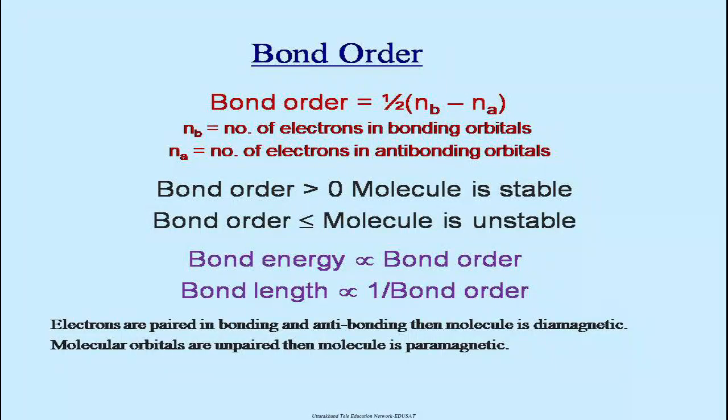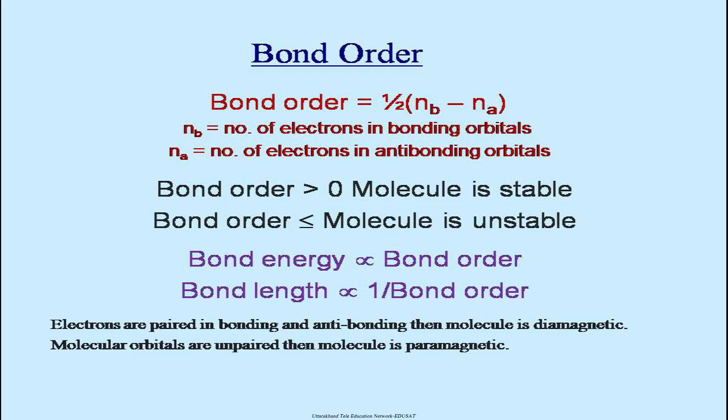Bond order is equal to half of the difference between the number of electrons in bonding and in anti-bonding orbitals. That is, half of Nb minus Na. What is Nb? Nb is the number of electrons in bonding orbitals, whereas Na is the number of electrons in anti-bonding orbitals. If the bond order is greater than 0, then the molecule is stable. If the bond order is less than 0, then the molecule is unstable. So from the bond order calculation, we can determine the stability of a molecule.